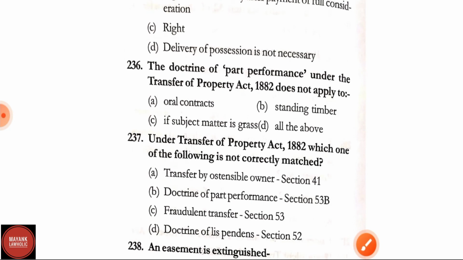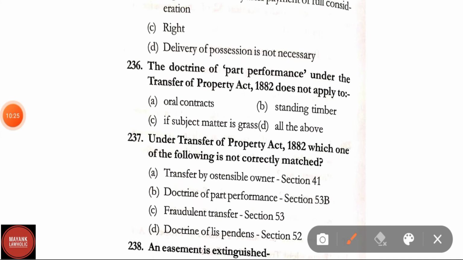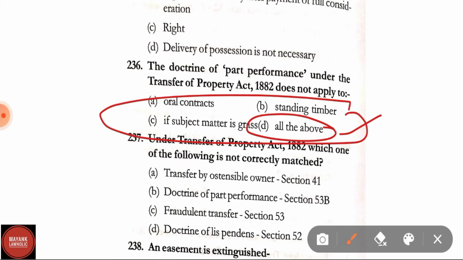Question number 236. The doctrine of part performance under the Transfer of Property Act does not apply to: oral contract, standing timber, where the subject matter is grass, D, all of the above. Correct answer is option D, all of the above. In all these, the doctrine of part performance doesn't apply.